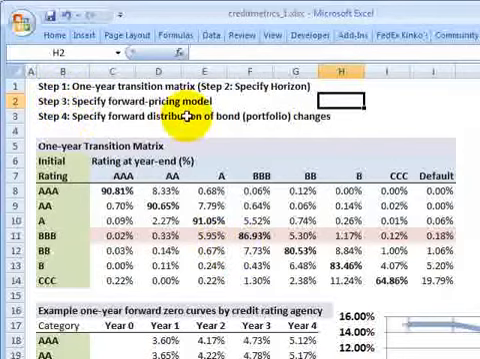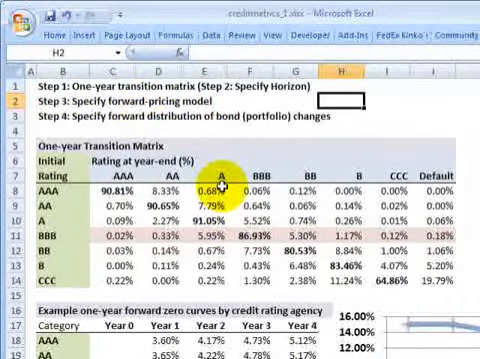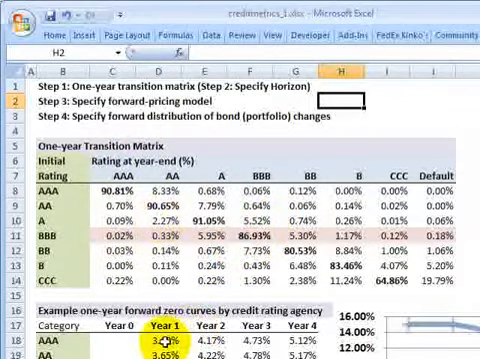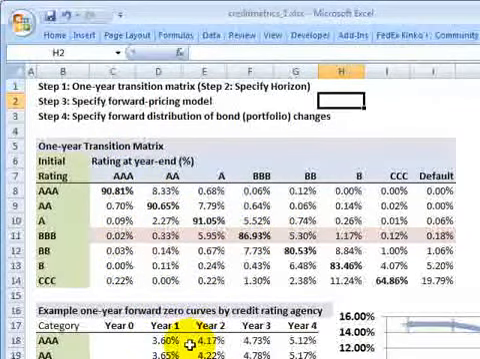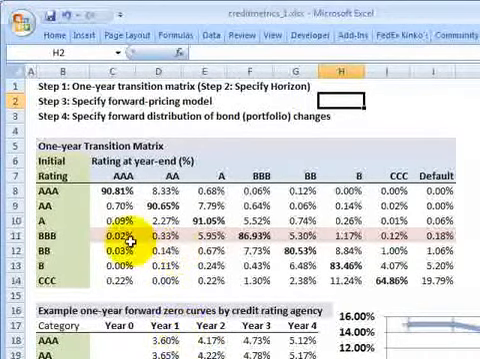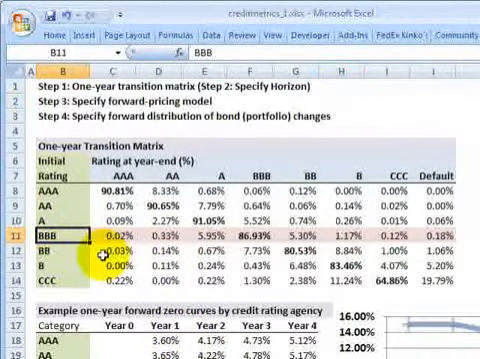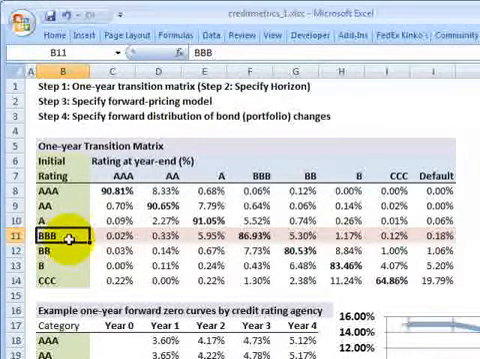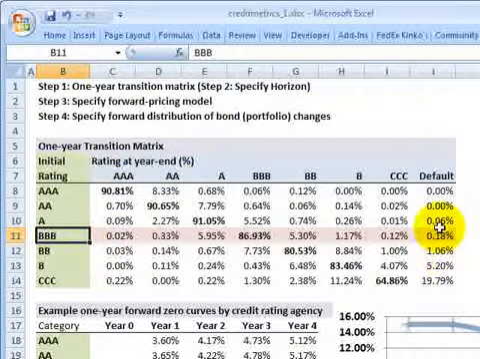We'll see immediately that within the first building block there are 4 sub-steps. However, let's keep in mind that the essence of this approach is to combine 2 elements: a credit rating transition matrix and forward curves, or forward zero curves, to price the exposures. So I'll show you what I mean. Our example computes the credit value at risk for a triple B rated bond. Our first step is to specify the 1-year transition matrix that's shown here.